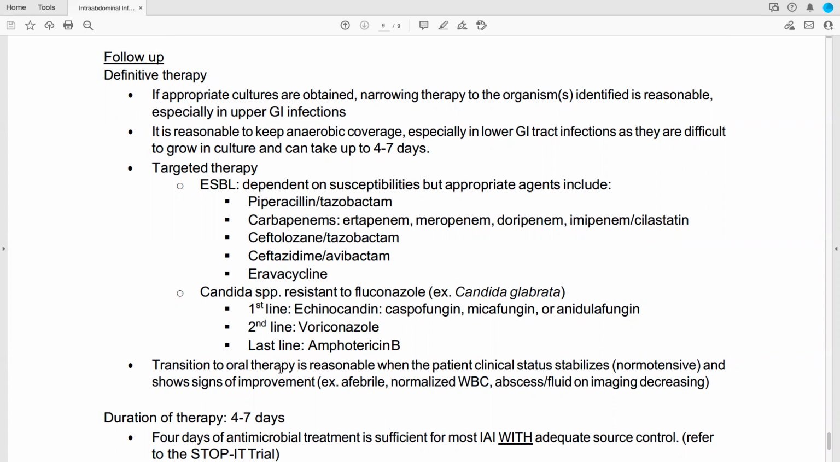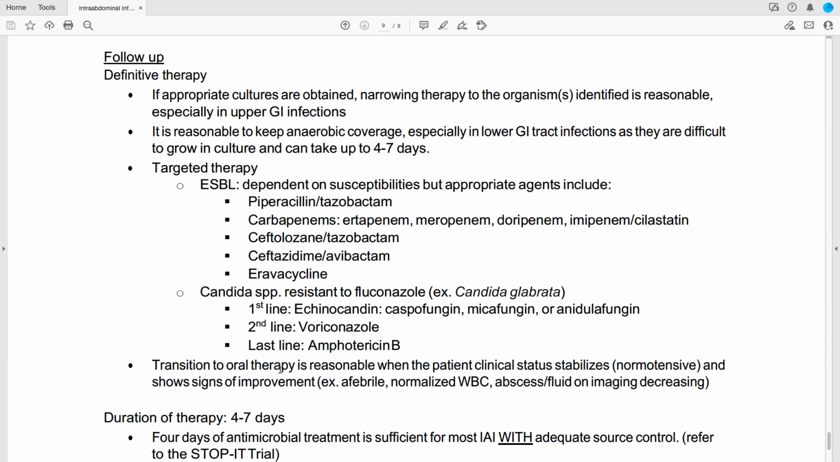And in the event that we are able to get source control, we can treat for a shorter duration, so maybe like 4 to 7 days. And it is okay to keep anaerobic coverage on board, which will ultimately be the case when you are using these monotherapies for about 4 to 7 days, especially when you find out that an anaerobe is what's causative of the infection. I typically lean more into that longer duration of treatment. So maybe instead of the 4, I'll lean more into that 7. Just personal pearls for you all.